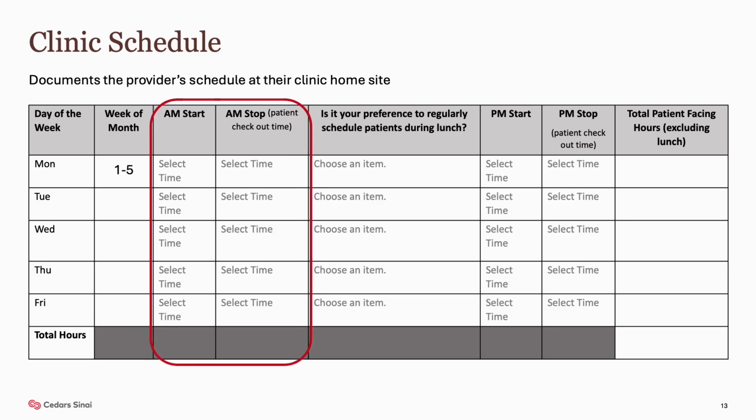AM start and AM stop columns indicate the start and end time of the morning clinic session. For example, if the first appointment of the provider's schedule is at 8 a.m., then you would put 8 a.m. in the AM start box. And if the last morning appointment is at 11:40 a.m. and it's a 20-minute appointment, then the AM stop time will be 12 p.m., reflecting the end time of the last AM appointment slot.